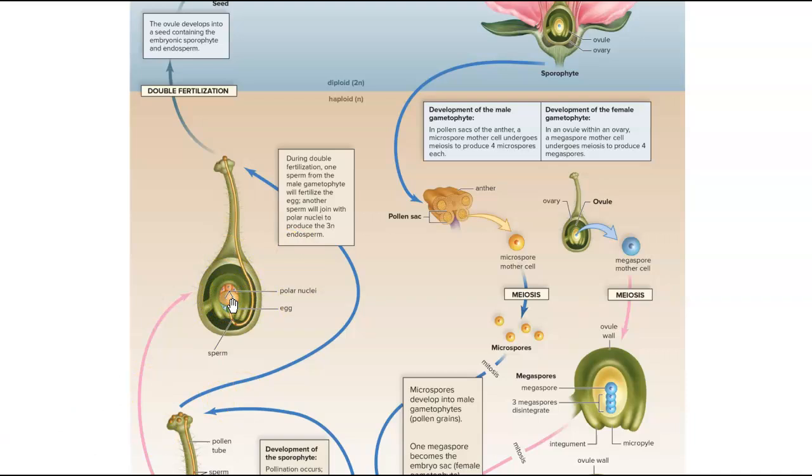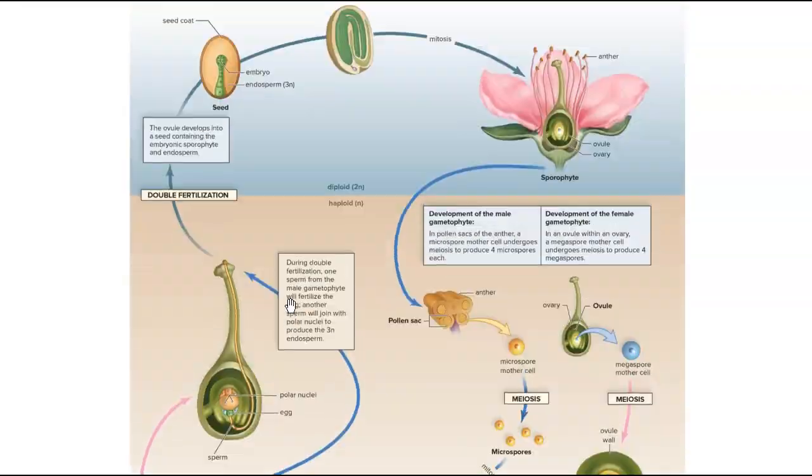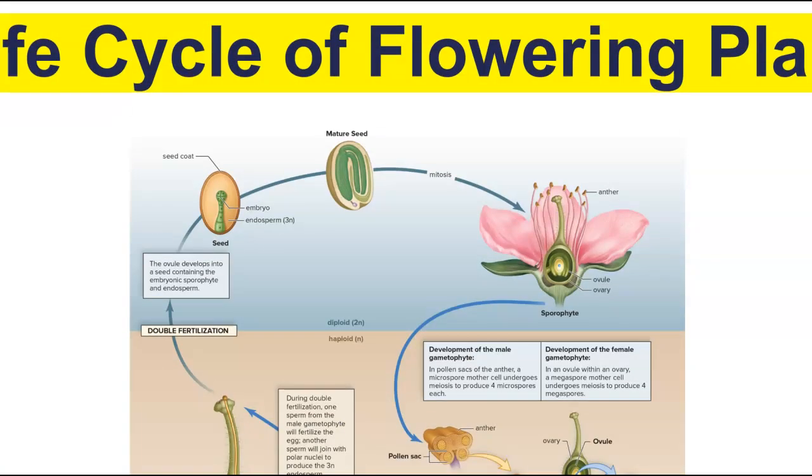Now, the cells that are not mentioned play various roles, but we are only going to be concerned about what happens to the egg and the polar nuclei. One of the sperm fertilizes the egg, the other sperm fertilizes the polar nuclei. And so the fertilized egg becomes the zygote, and the fertilized polar nuclei become the endosperm. And that's important. That's the process of double fertilization.